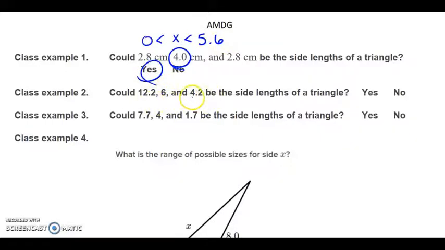I'm just going to pick, I don't know, I'll pick this one. The difference between 12.2 and 6 is 6.2. The sum of those is 18.2. Does 4.2 fall between those two numbers? No, so they wouldn't make a triangle.